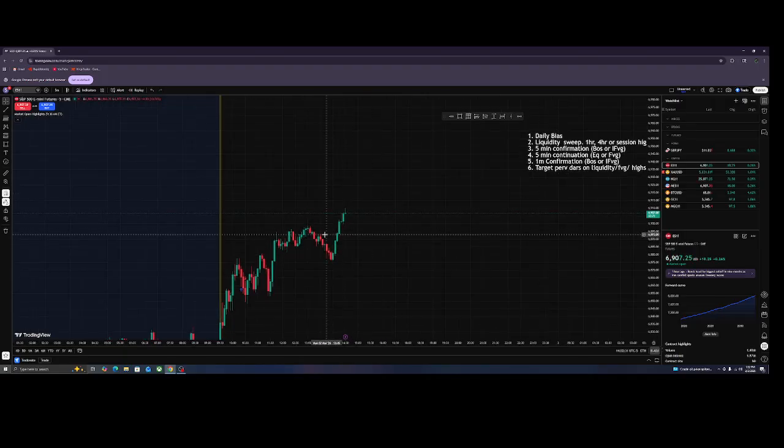So fair value gap or EQ, meaning, and you see right here, the price tapped into this, went up, and then tapped it again like 3 times, and then it's going back up. So that's a continuation confirmation that okay, we're still going up. That's literally all for continuation confirmation.